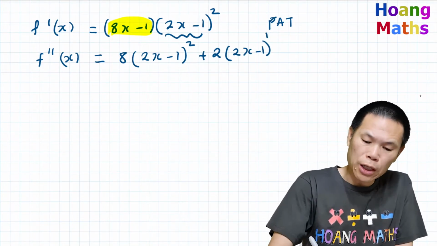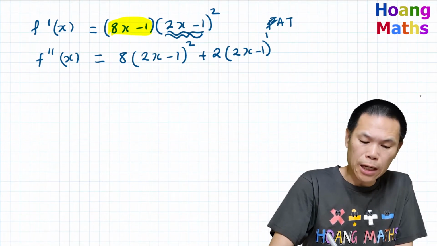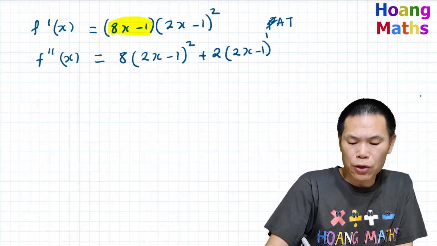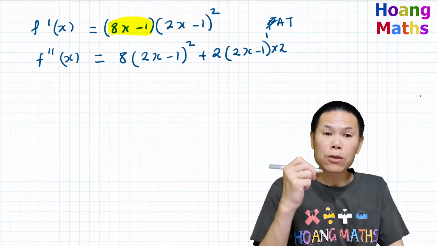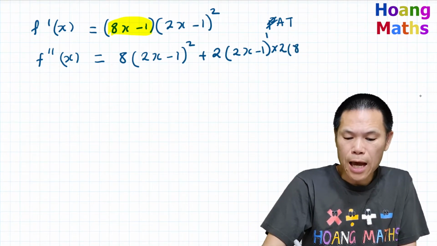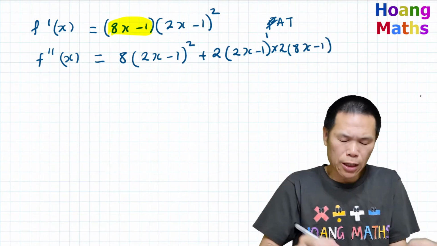And then we differentiate the angle. This is power done. The angle is inside here. So therefore, we times by the derivative of 2x minus 1, which gives me 2. And don't forget, we need to times by the first function. So the first function is 8x minus 1. So there you go. Now I just tidied it up.